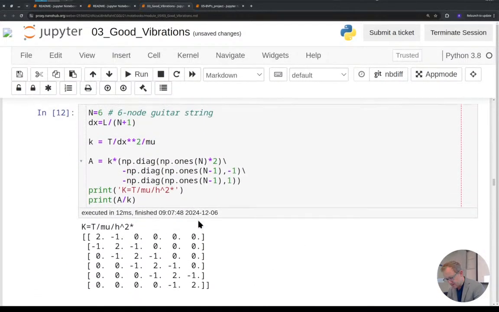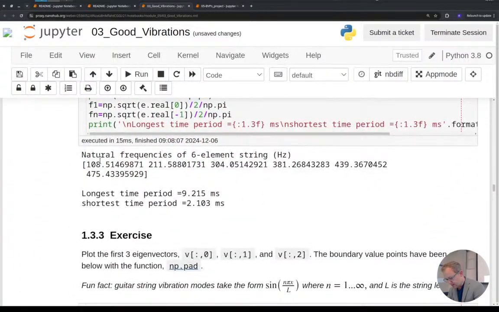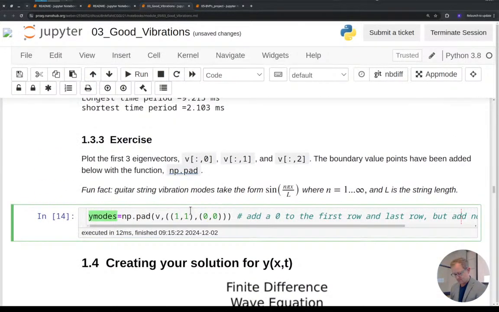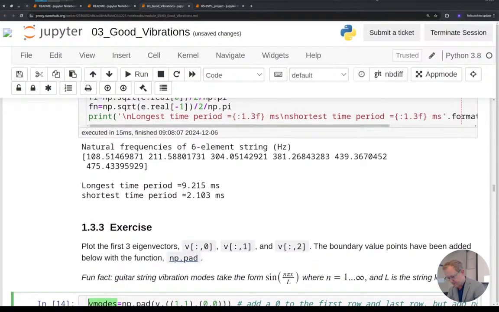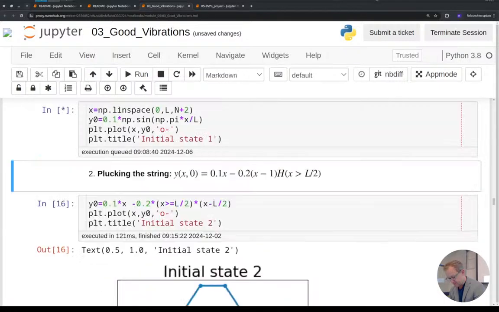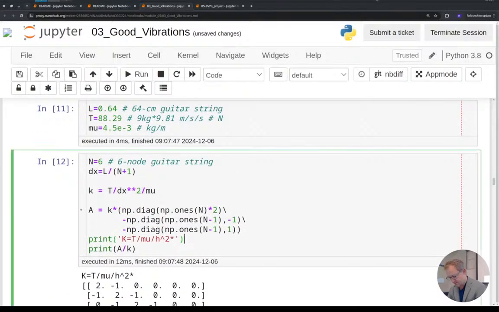So in this case, when that K value, so T over dx squared times over that mu, with 6 nodes, we end up with that first natural frequency of 108. And yeah, do we want to look at mode shapes to start? Yeah, come back up. Let's just grab this part.